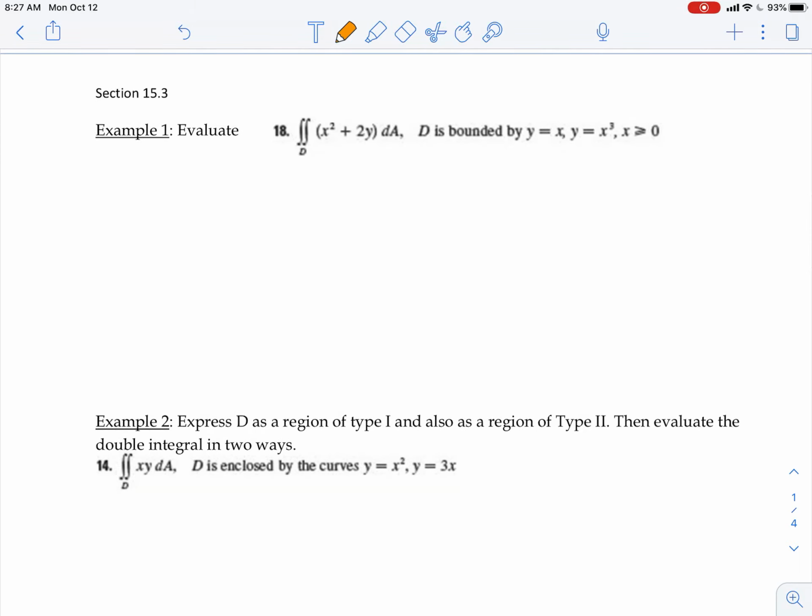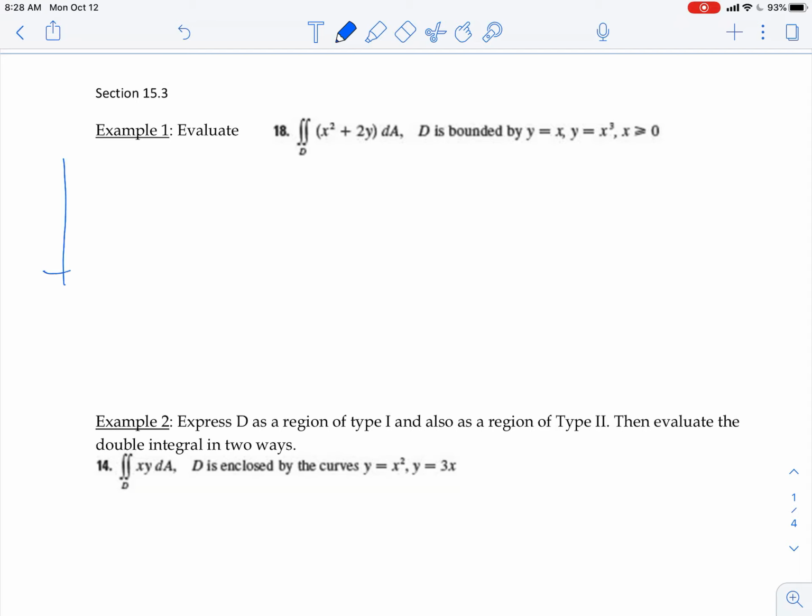So the first thing that you're going to want to do is draw the region of whatever shape we have, and we have to look at what we're bounded by. So we always want to draw the D. That's going to be our region. So therefore, we have our region y equals x cubed, and x is greater than or equal to 0. So let's go ahead and just draw this region.